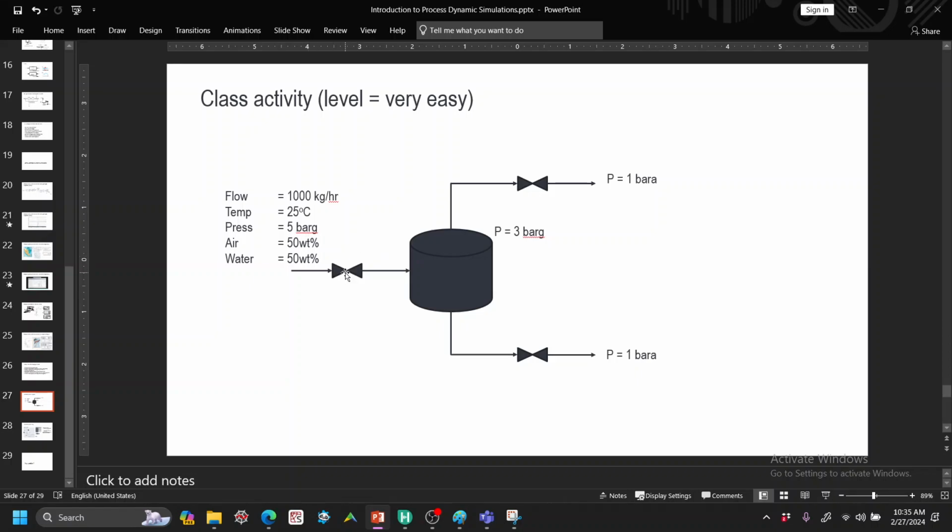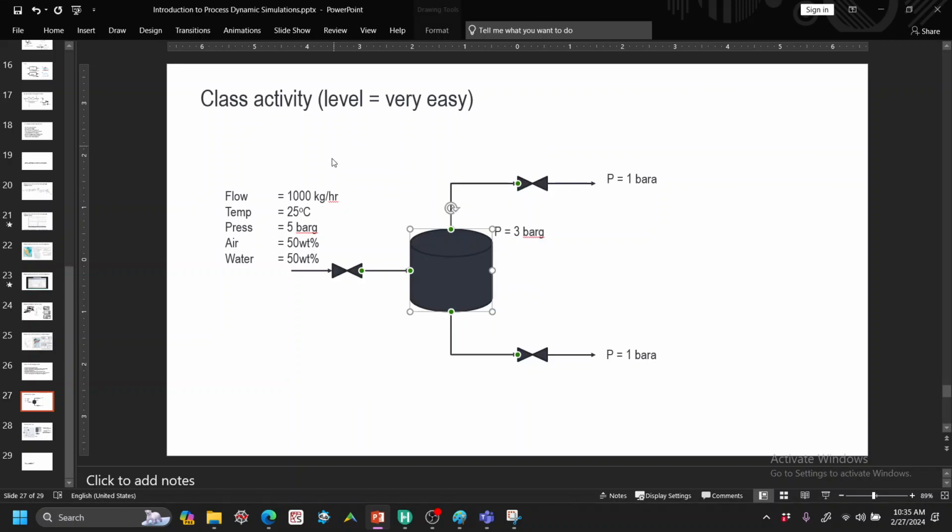And then it has a valve going to the tank, and then we have another valve, with an environment pressure of 1 bar, and then another valve and another environment pressure of 1 bar. The way dynamic simulation works, we need to define a boundary like this. So this is our boundary. At the inlet the pressure is 5 bar gauge, and at the outlets the pressures are 2 bar.